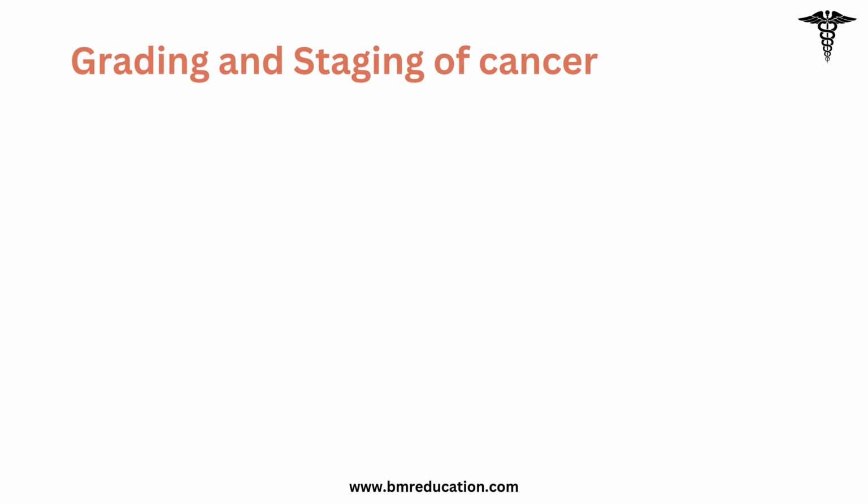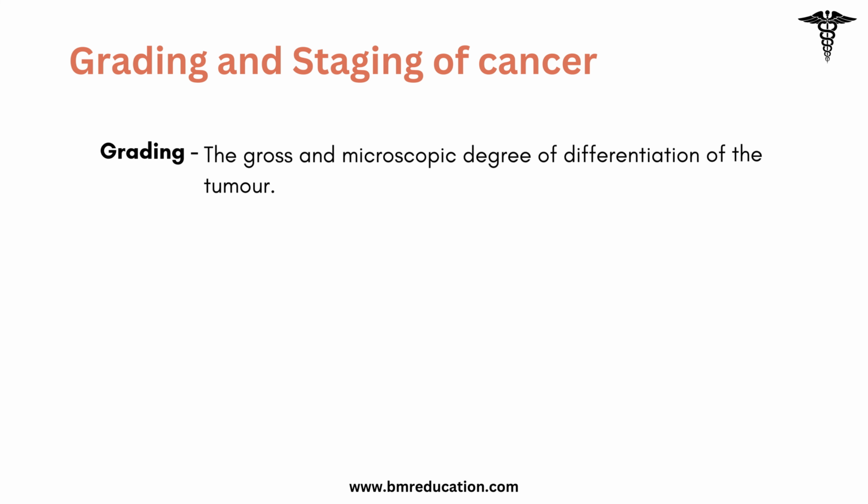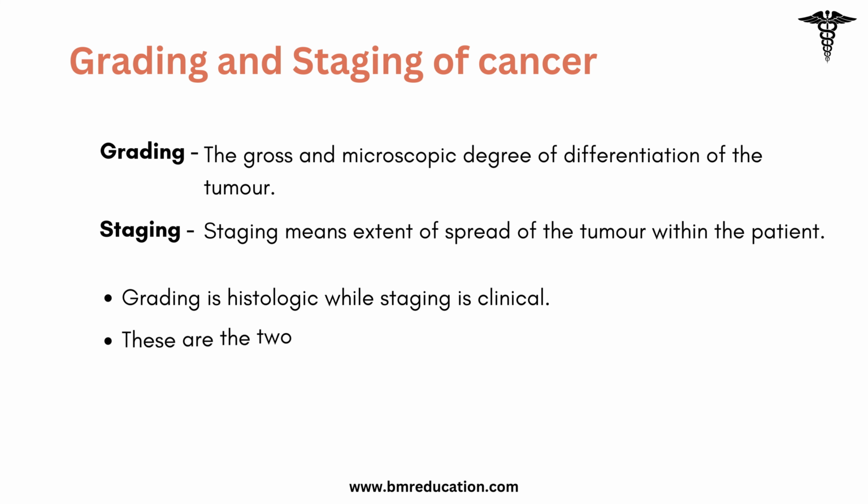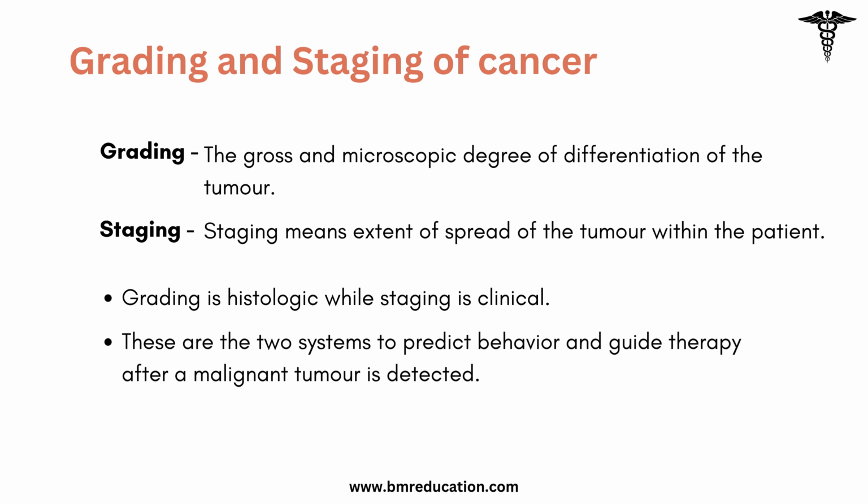Next, we will discuss grading and staging of cancer. Grading is defined as the gross and microscopic degree of differentiation of the tumor, while staging means the extent of spread of the tumor within the patient. Thus, grading is histologic while staging is clinical. These are the two systems to predict behavior and guide therapy after a malignant tumor is detected.